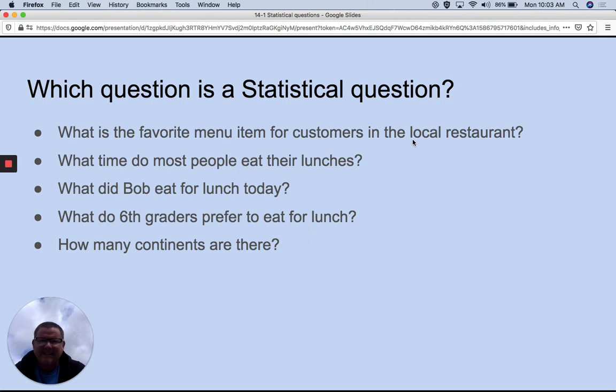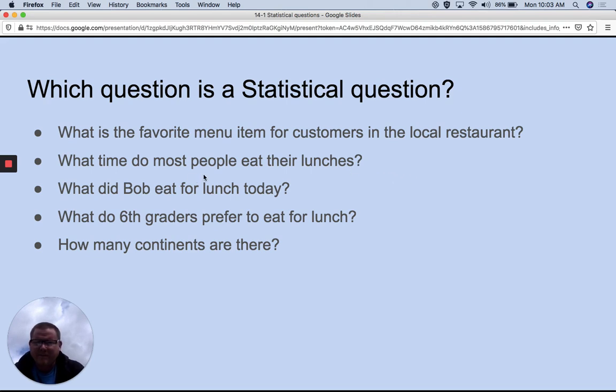Which one of these is a statistical question? We're looking for questions that have multiple answers. First one, what is your favorite menu item for customers in the local restaurant? Then you need to think to yourself, is there only one answer? Or could there be multiple items as an answer? So what do you think? Favorite menu items for customers in the local restaurants? There will be multiple answers because each person will have their own favorite. There might be a repeat, but there's going to be different answers.